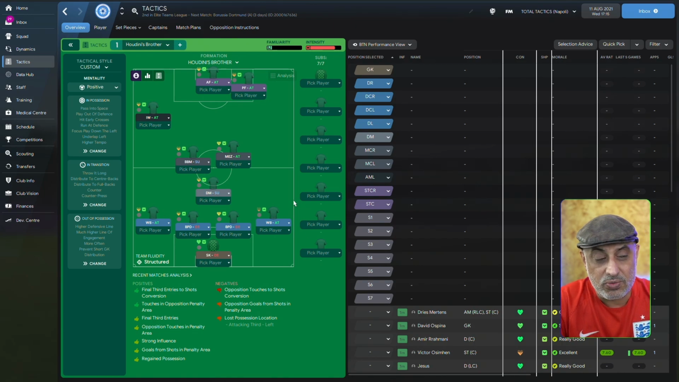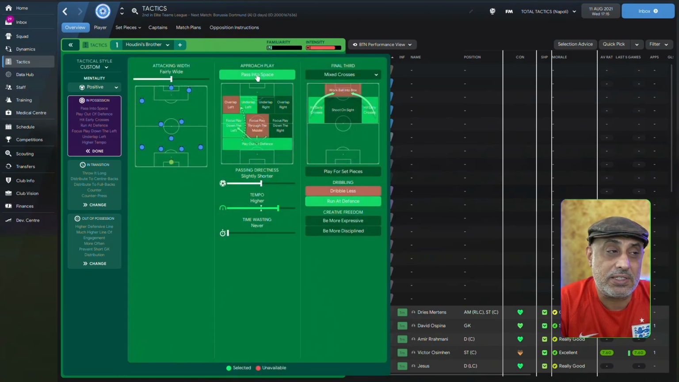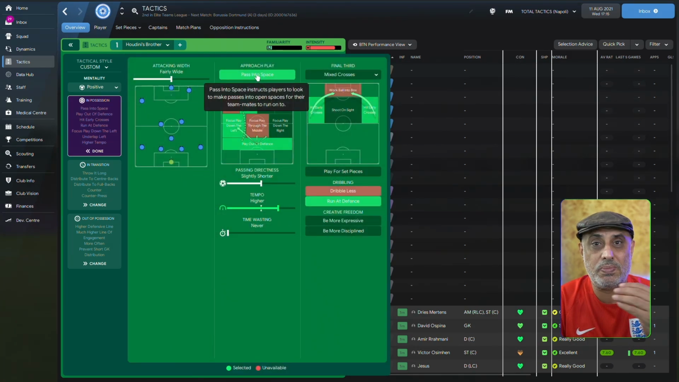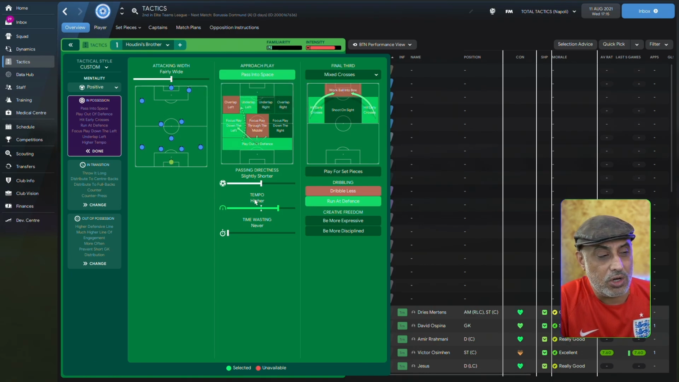More importantly, this wingback is going to attack the lines. When they attack the lines, they'll draw players to them. Now, when they draw players to them, pass into space can be used to release those players who are attacking the lines. We are going to be playing on slightly shorter, or rather, this is mixed passing in general. Running a defense, hit early cross, pass into space.